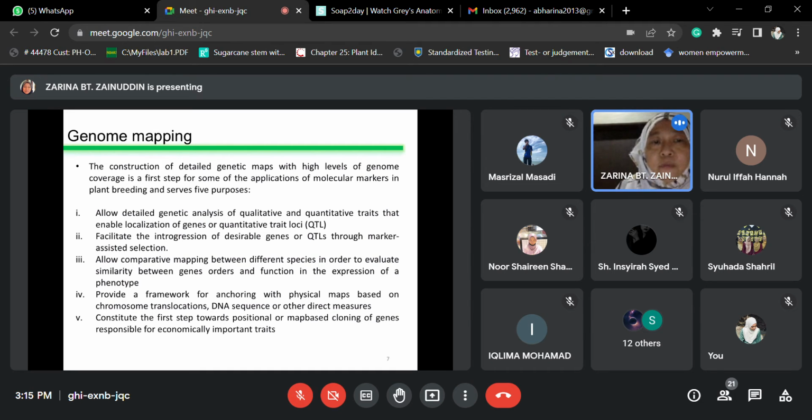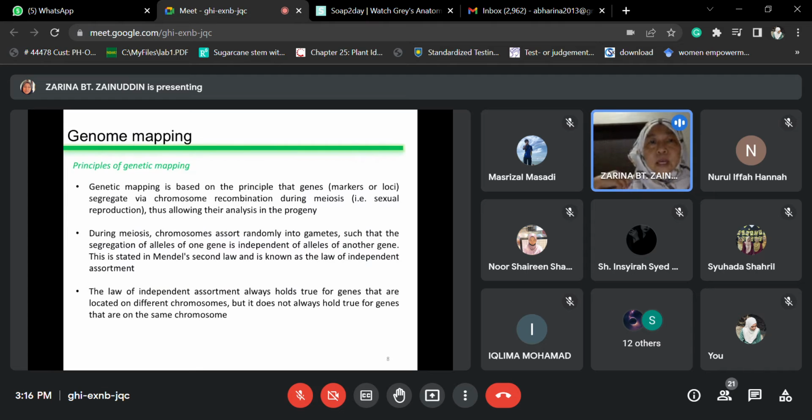Okay, and the fourth purpose is to provide a framework for anchoring the physical map based on chromosome translocation. And the final one is to constitute the first step towards positional or map-based cloning for economically important traits. Okay, so this is the principle of genetic mapping.